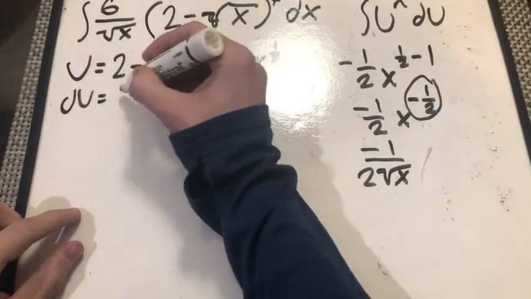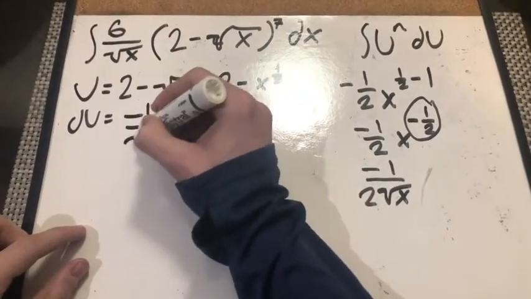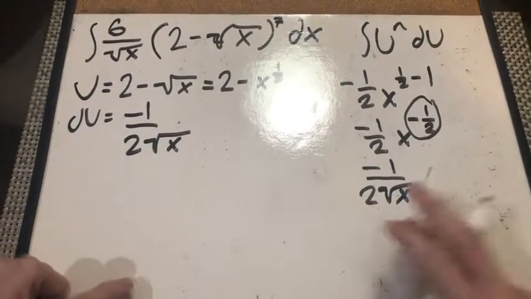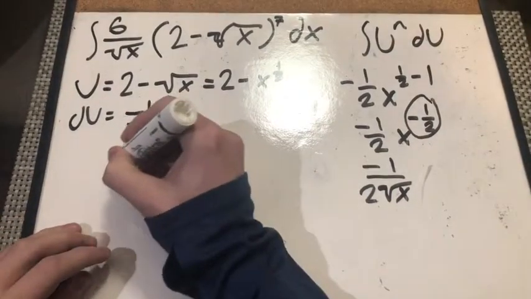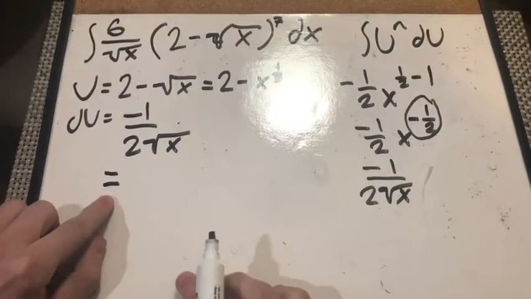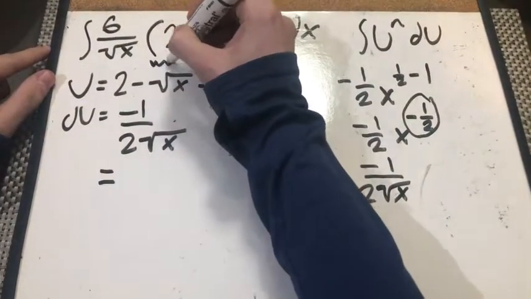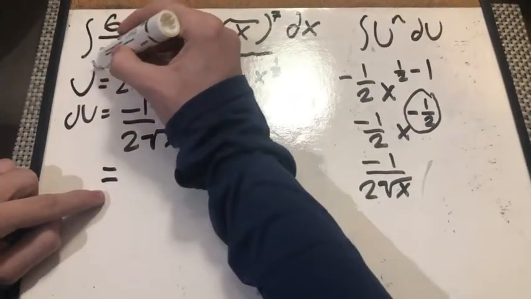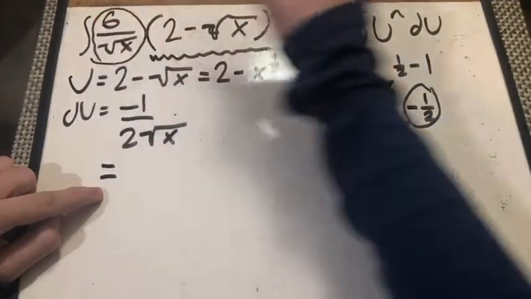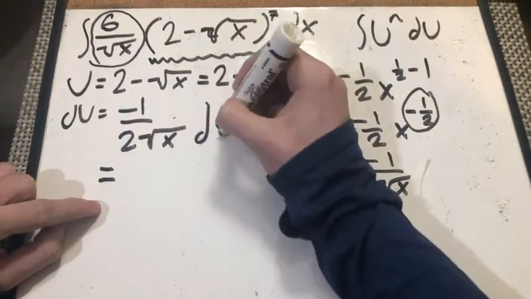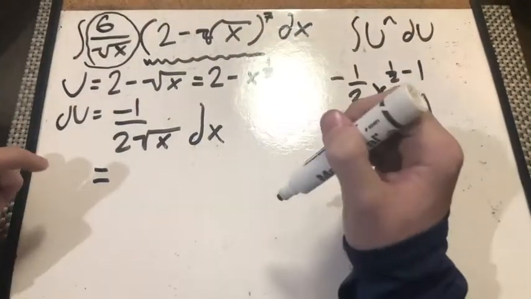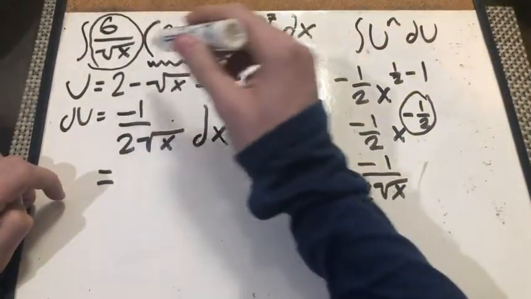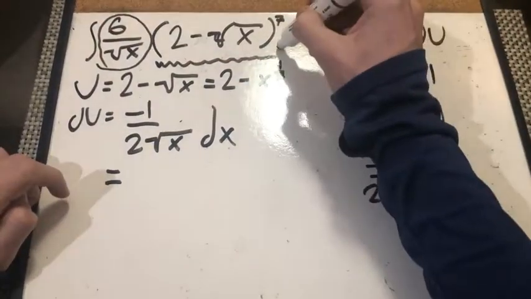So our du is going to be negative 1 over 2 square root of x. Now we have to equal this to our remaining. Since this is our u, what we want is what is remaining. So this, we have to add a dx here as well, because it's with respect to x. And what we have left over here in our starting equation is this and this.